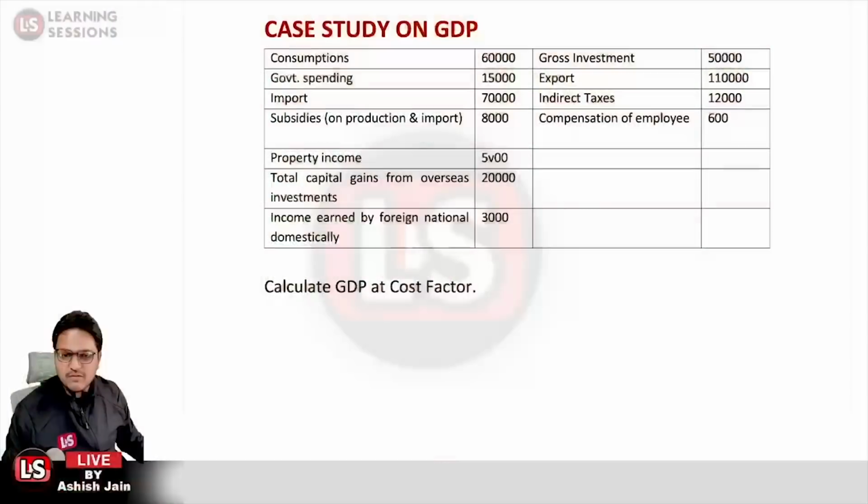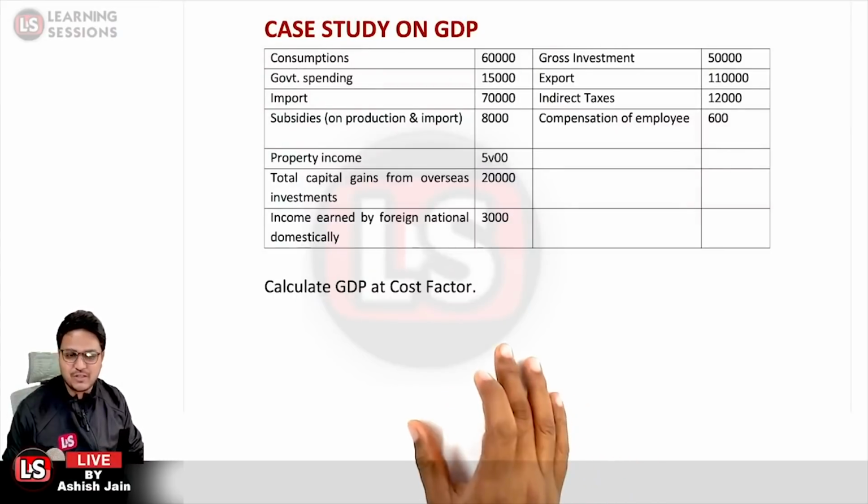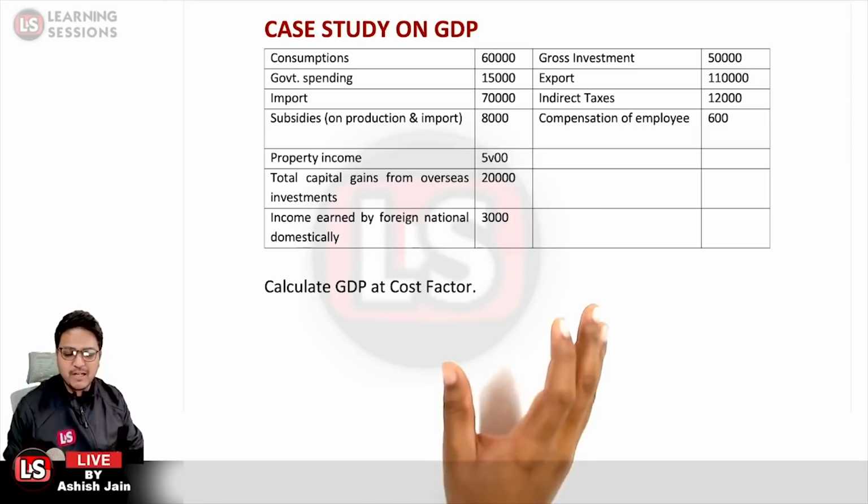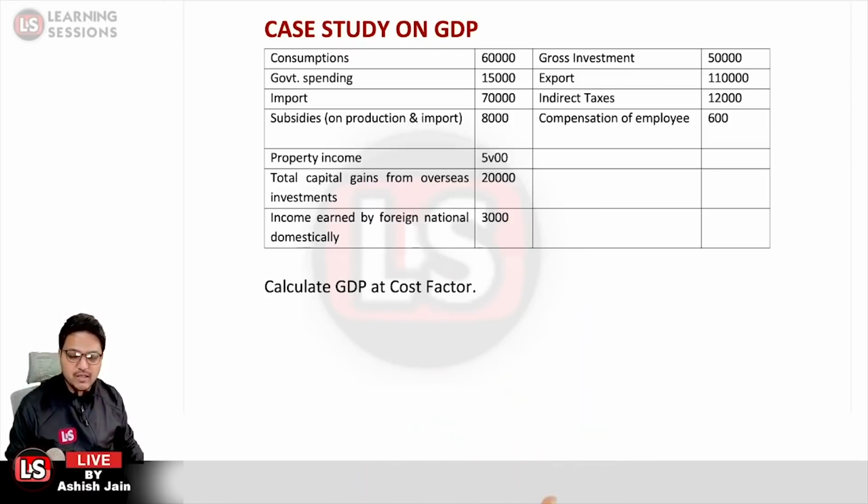So GDP is the value of the goods and services that have been produced in the territory of the country, and that is GDP itself. And we need to calculate the GDP at factor cost in the first question. So we are provided with different terms and figures, and the data is provided like consumption, government spending, imports, subsidies, etc. So first of all, we will be calculating the GDP by the expenditure method. So what is the formula over here?